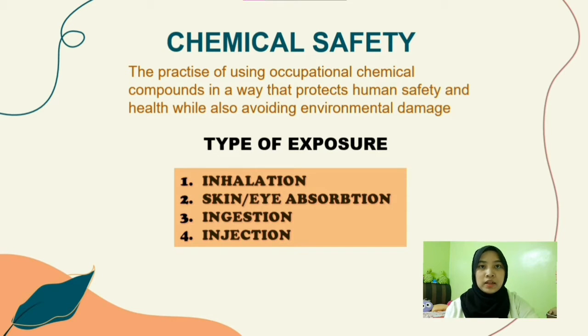Third is injection. Injection can cause toxic chemicals to travel to the organs. Lastly is injection. This doesn't necessarily mean directly injecting chemicals into your bloodstream, but if you have a cut on the skin, chemicals can be absorbed that way.